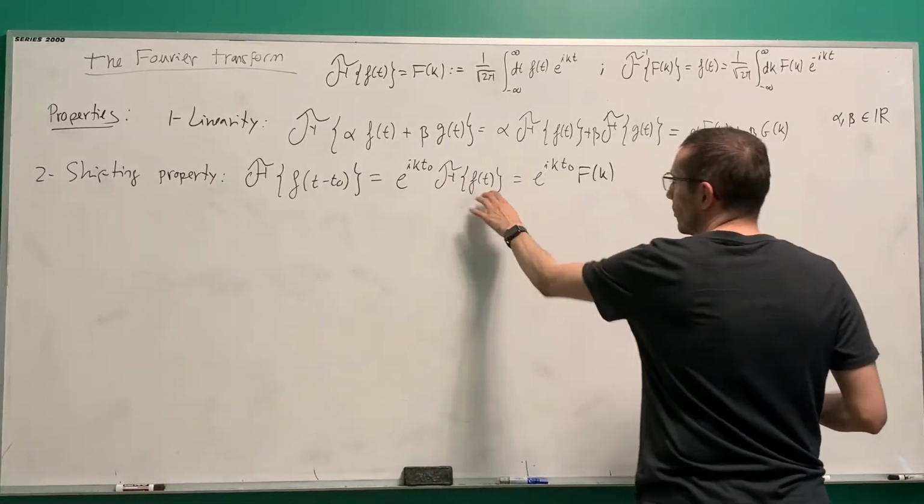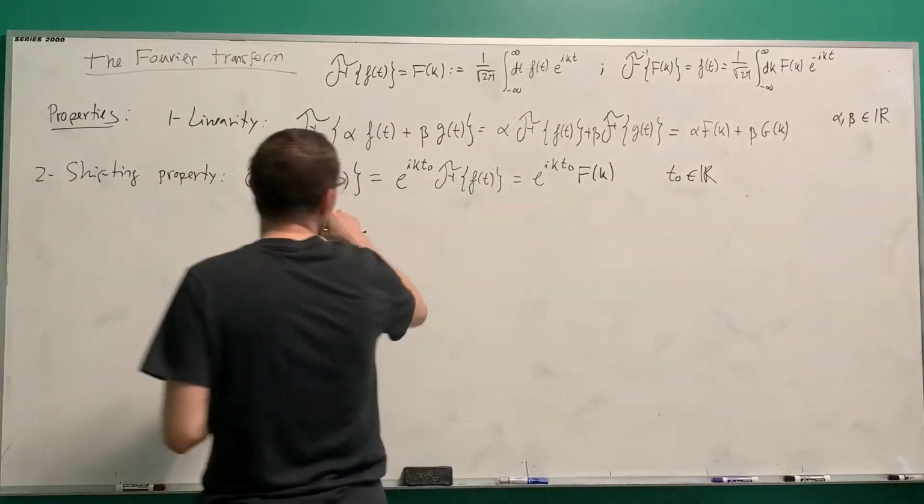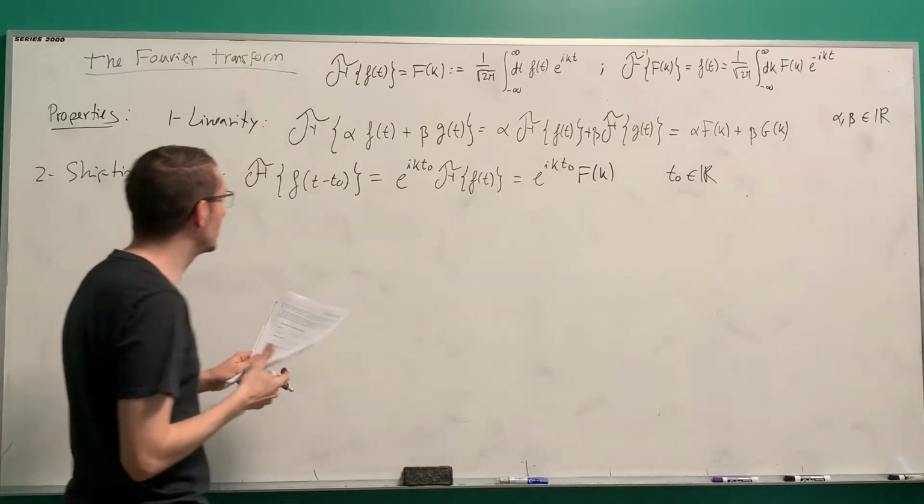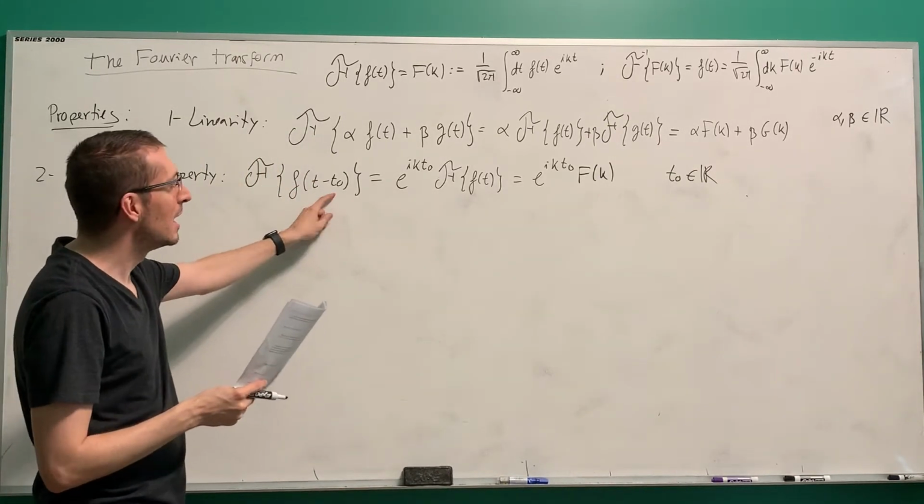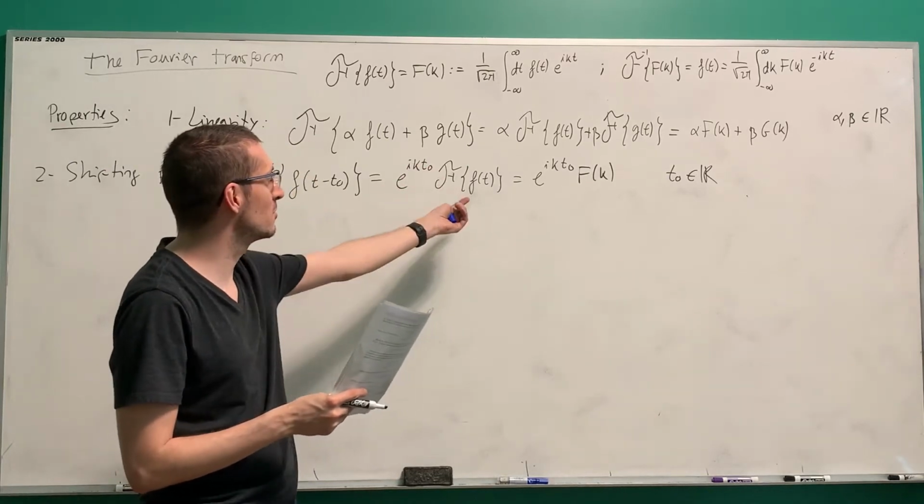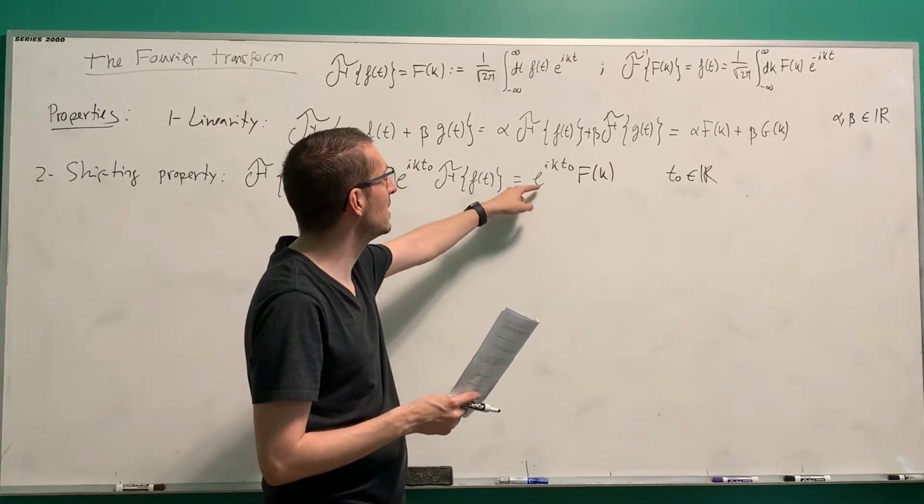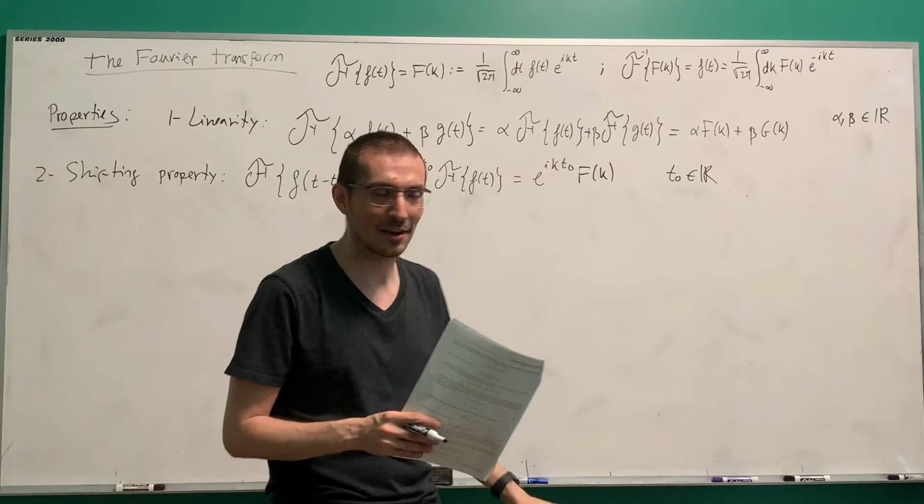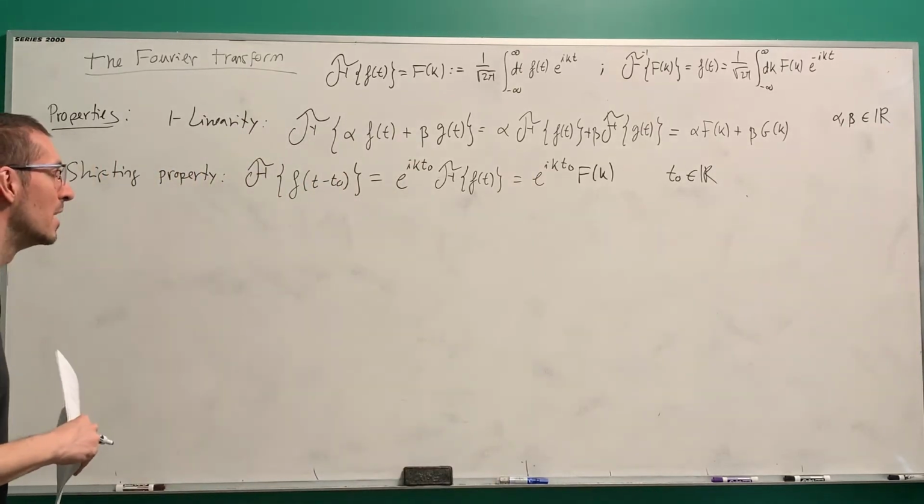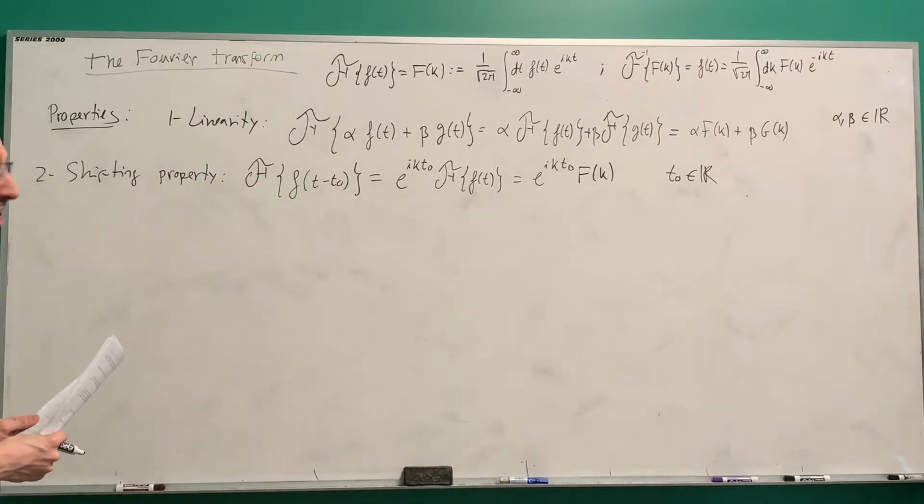Okay, the second property, the shifting property, tells me that if I know that F of k is the Fourier transform of f of t, then the Fourier transform of the same function, but translated to the right, f of t minus t0, is the same Fourier transform as for the function without the translation, but multiplied by e to the i k t0. All right? Wonderful.